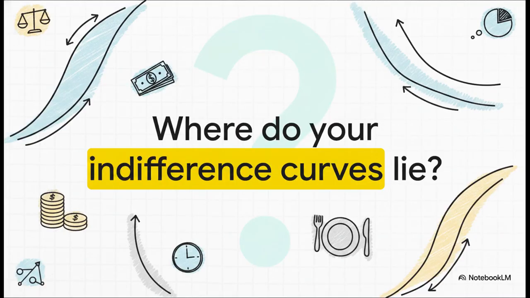As we wrap up this explainer, I want to leave you with a thought. These properties, the downward slope, the convex bow, the higher curves, and the fact they never intersect, these aren't just abstract lines on a graph. They're the geometric representations of human desire and limitation. Every single time you budget your paycheck, balance your free time, or even just decide what's for dinner, you are operating on a hidden indifference curve. You are subconsciously measuring diminishing returns and mapping out your own satisfaction.